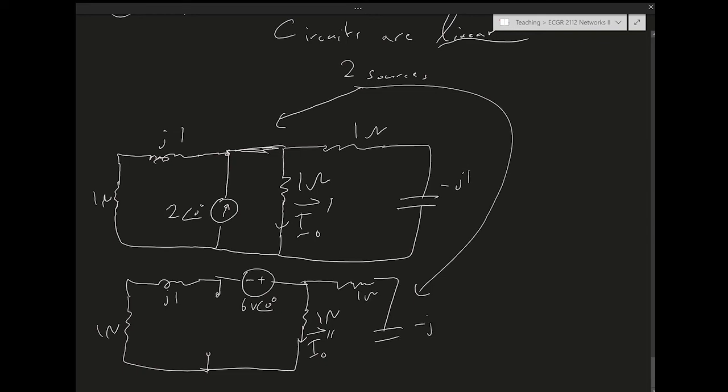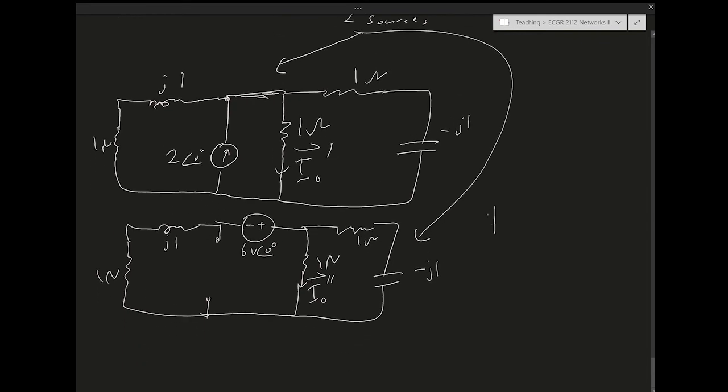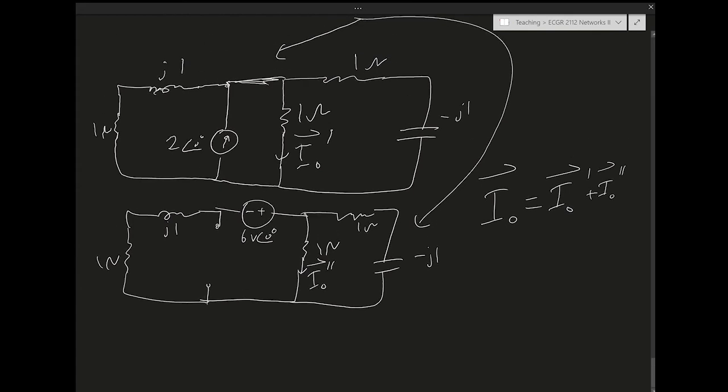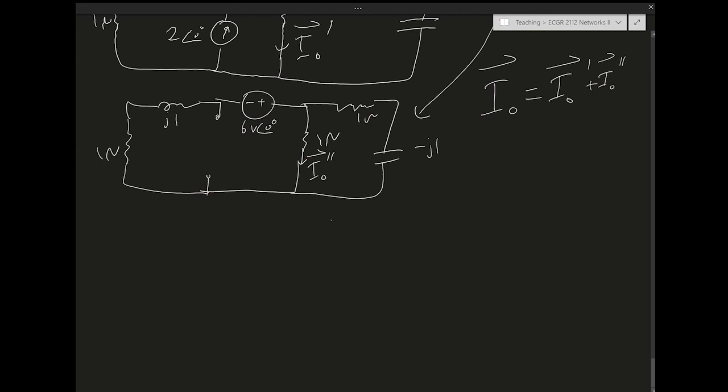This is how you apply superposition, right? And then the total response is just going to be the sum of the superposition responses. So it's going to be I0 prime plus I0 phasor double prime. Okay, so this is the technique of superposition. So let's apply it. Let's first find the current I0 due to just the current source. We're going to apply what's called current divider.